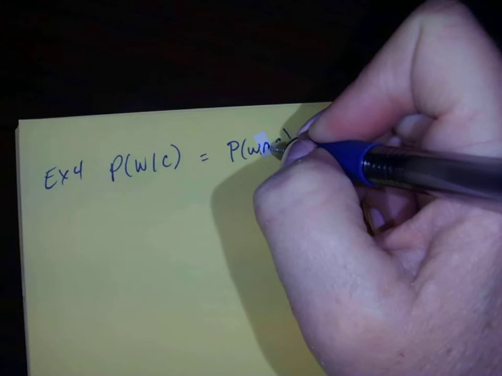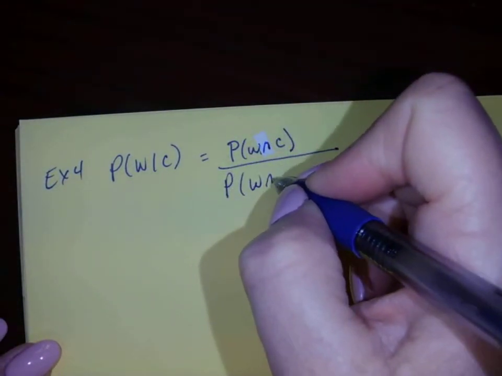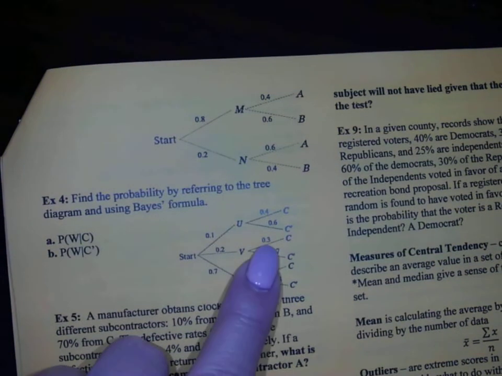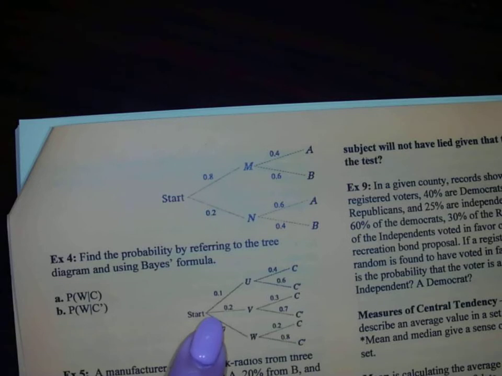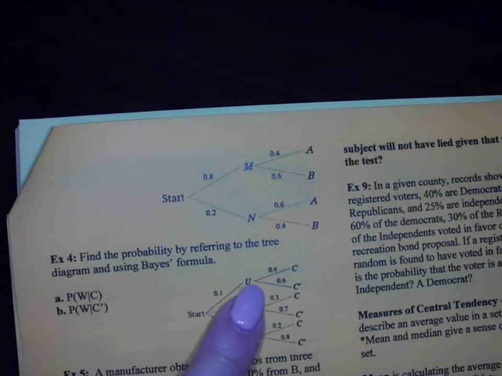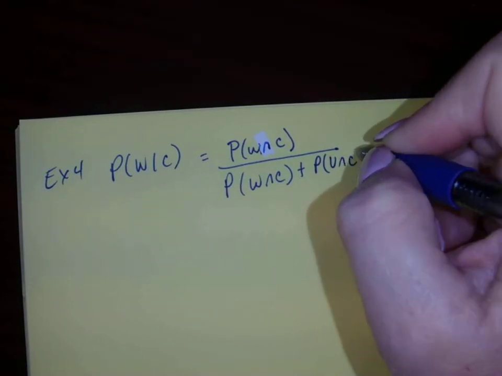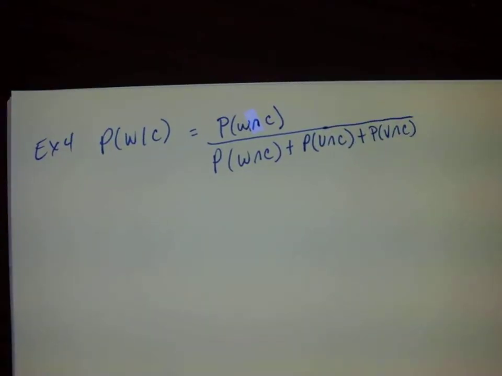So probability of W intersected with C divided by the probability of W intersected with C plus the probability of U intersected with C and the probability of V intersected with C. So we're looking at all of the C's this time instead of last time we were doing like the B's. This time we're doing the C's. The order doesn't matter on how you put this.